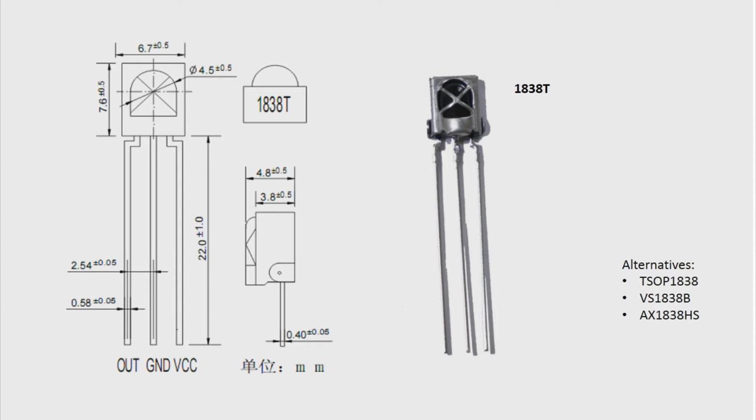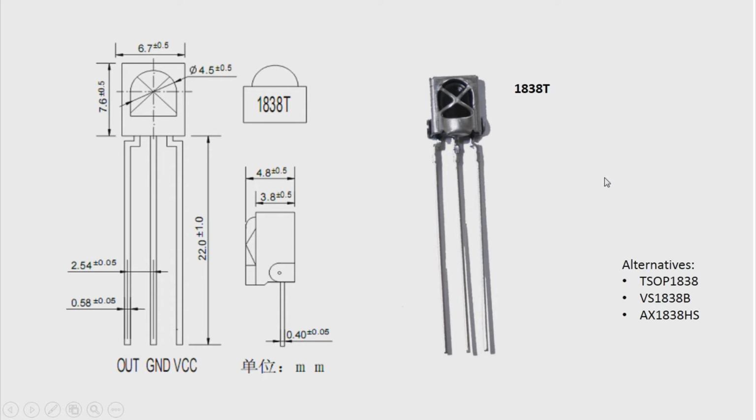AX1838HS, and so on. Before you buy the component, one thing that you need to check is the frequency of the receiver. Because most consumer TV remotes work at 38 kHz, it is recommended that you choose a receiver in that frequency. One way to figure that out is by looking at the last two digits of the part number.